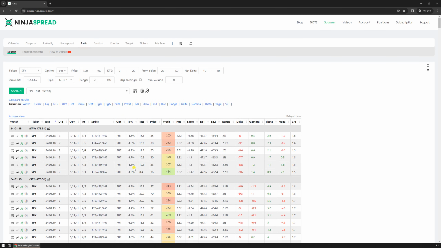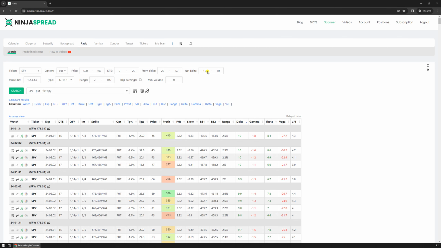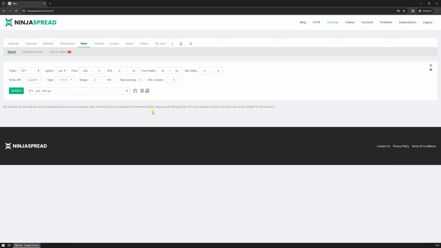and you can sort the table for different conditions, like if you want to see the highest delta or lowest delta, or if you want to make it more flat, you go back to like 5 to 5, or even you can find out ratios that are already negative delta for a credit, if this exists or not. It does not exist.